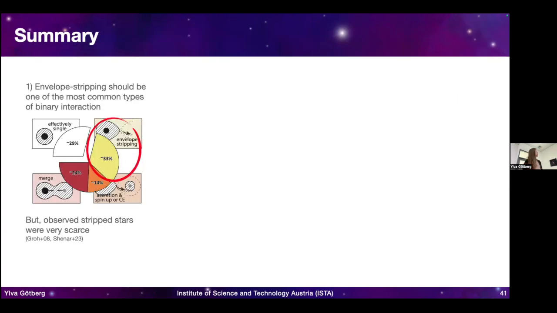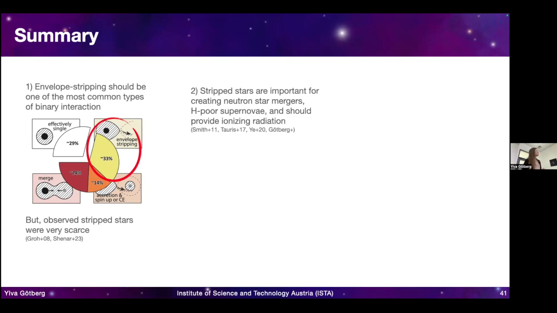So to summarize, what happened was that stripped stars were thought to be very common, one of the most common evolutionary pathways for massive stars. Important for neutron star mergers, very poor supernovae.